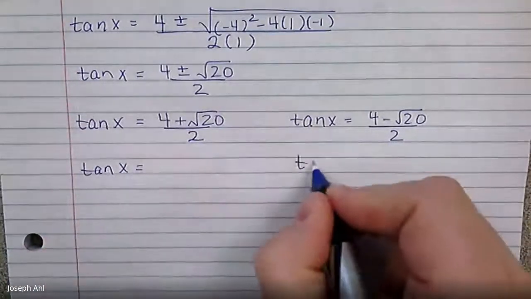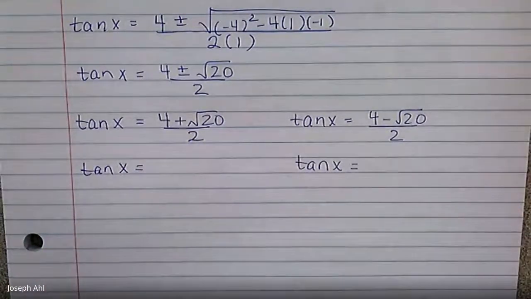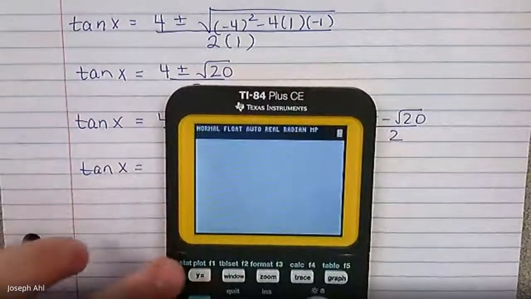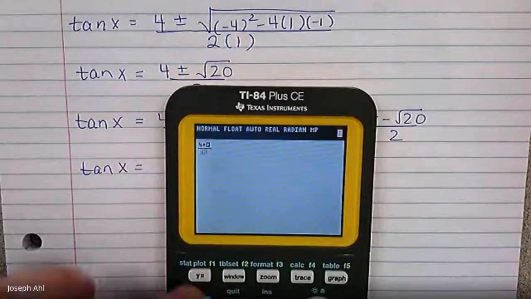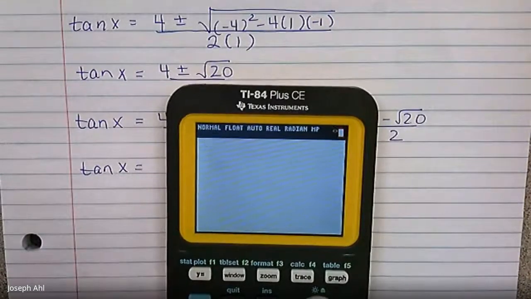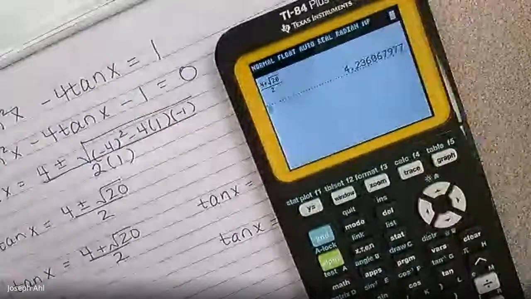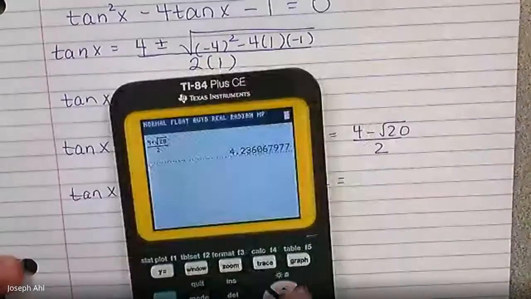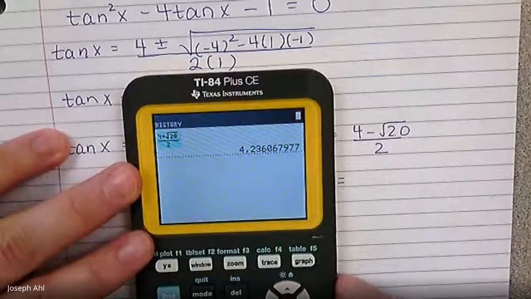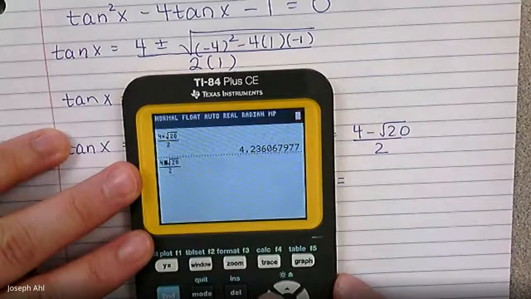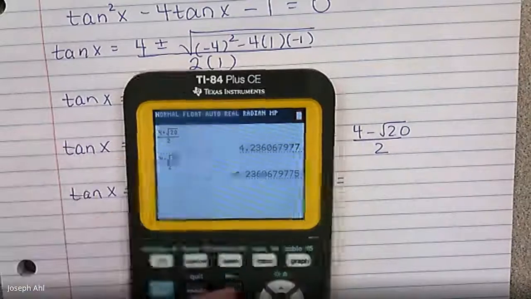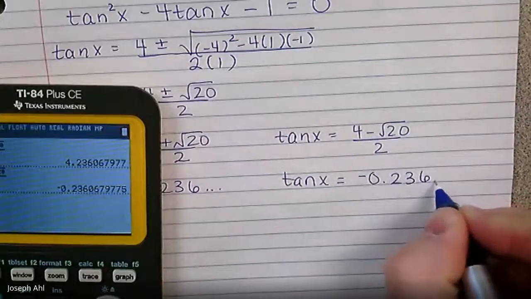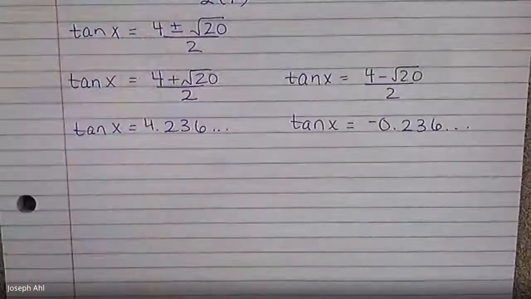Then what I like to do is figure out what those two things are as decimals. Here we go. Going a little fast here, so you got to keep up. 4 plus the square root of 20 divided by 2 is 4.236... And then over here, I can actually just highlight this and change the middle sign to a minus. 4 minus radical 20 over 2 is negative 0.236... Okay, we got those two.